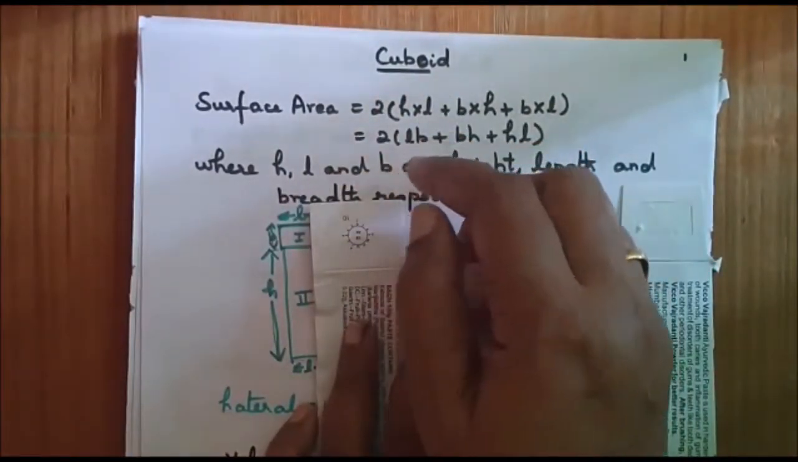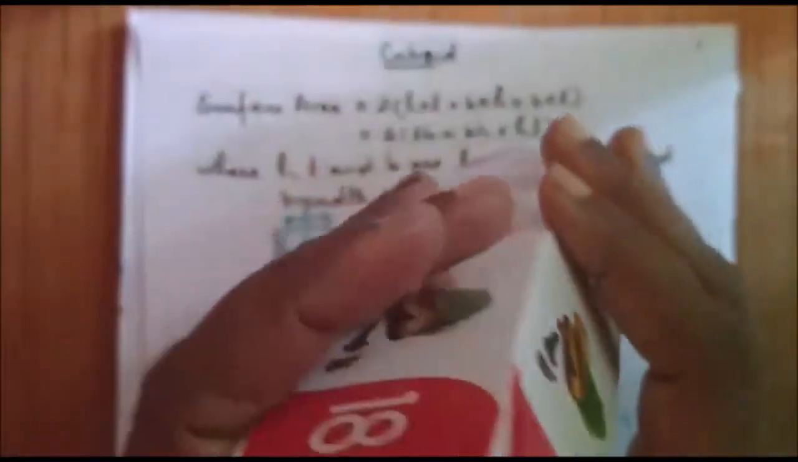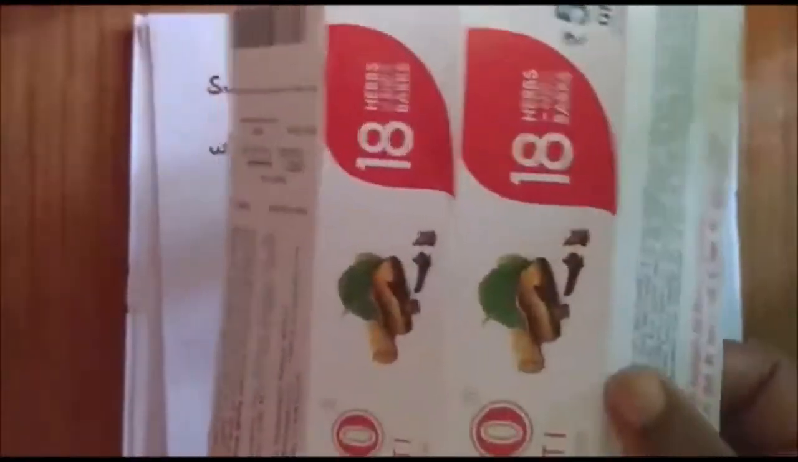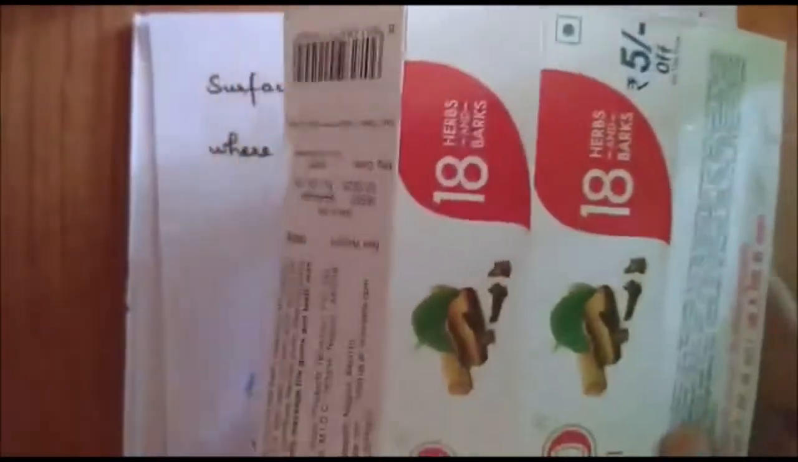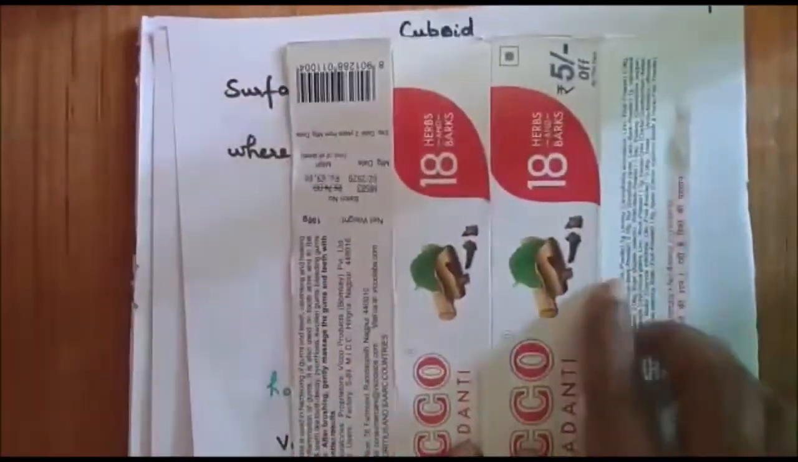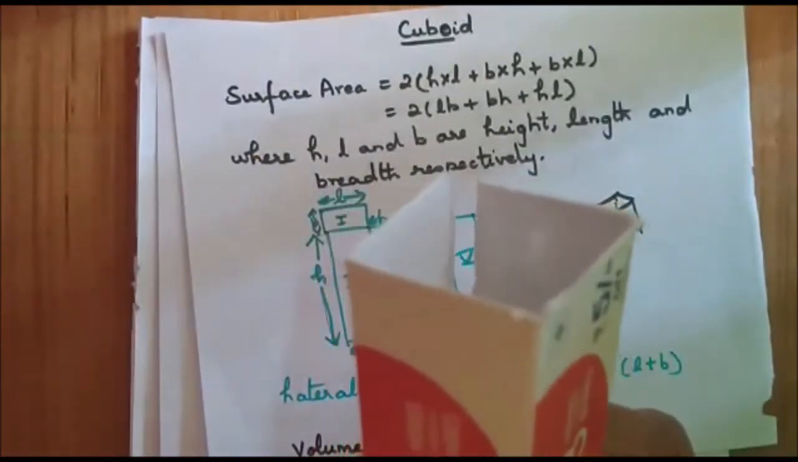Now what does a cuboid look like? This is how a cuboid looks like. I hope you get it. Now these are the surfaces that are present in a cuboid. How many surfaces are there? You have 1, 2, 3, 4, 5 and 6. So these are the surfaces of the cuboid. So the area of all these surfaces together will give us the surface area of a cuboid.